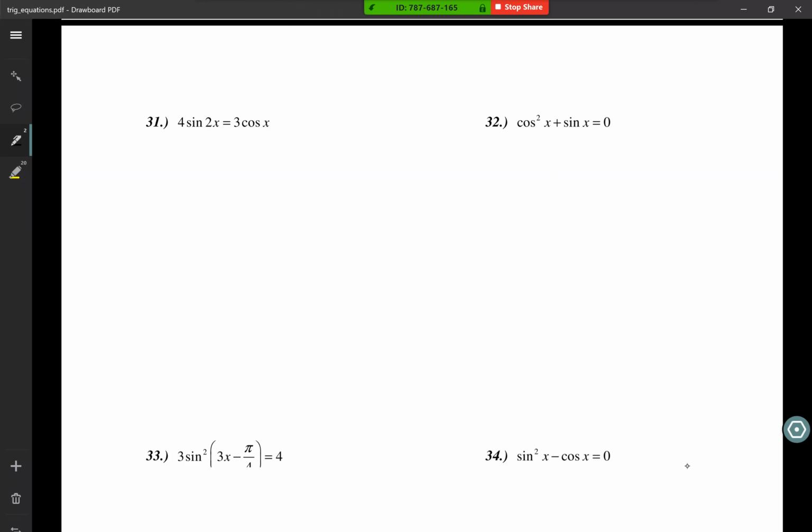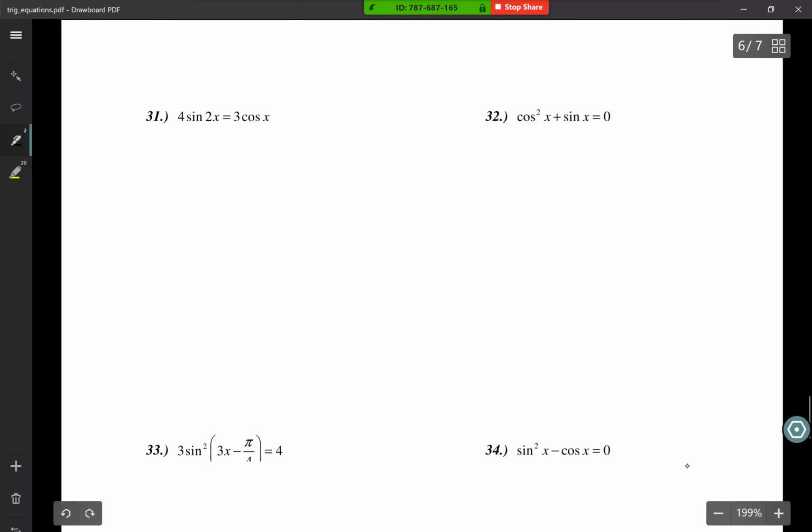So this one has 4 times sine of 2x is equal to 3 cosine x. Notice again that we don't have the same trig function on both sides, right? I got a sine and I got a cosine. I also don't have the same argument. So this is telling me right here that I need to use an identity to rewrite the equation in a form that allows me to solve it. So I have an identity for sine of 2x. I can replace that with 2 sine x cosine x.